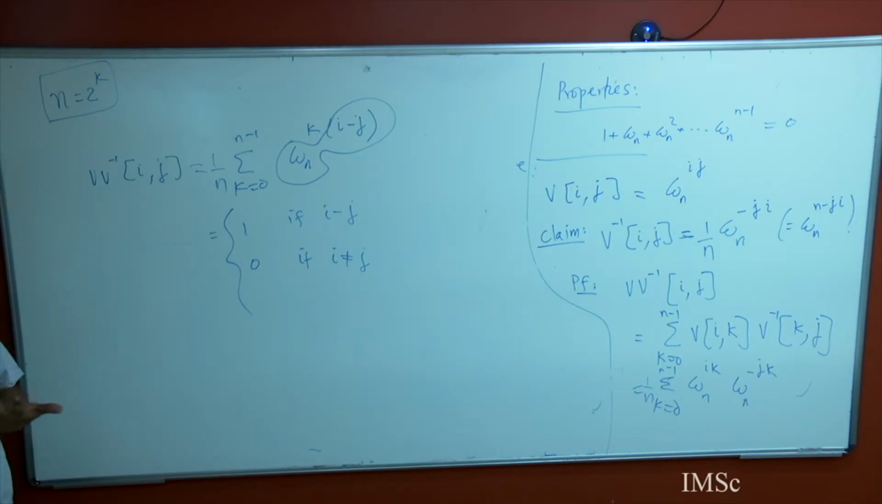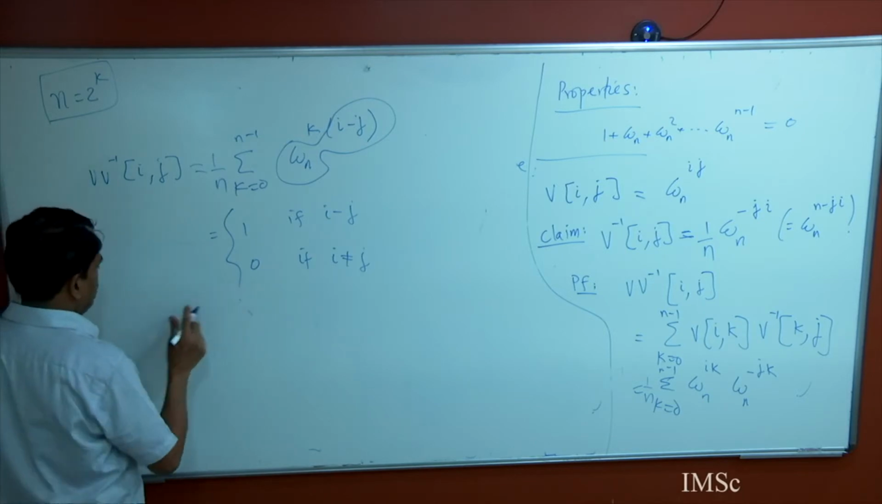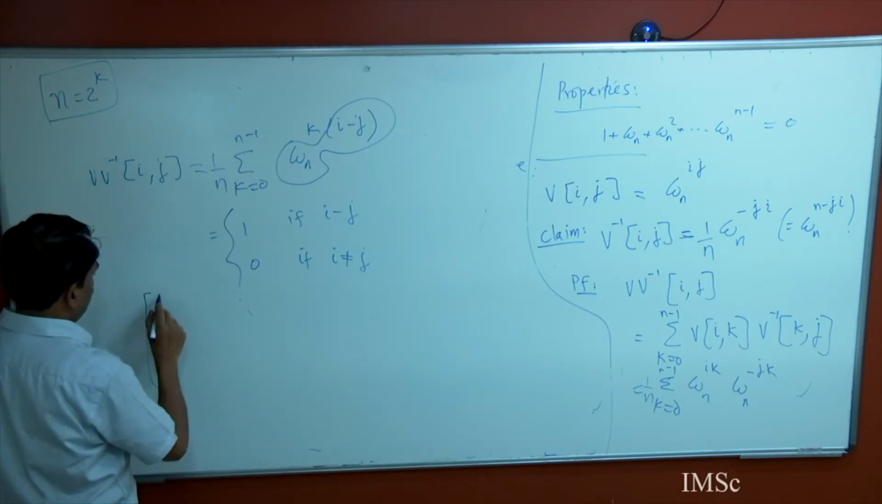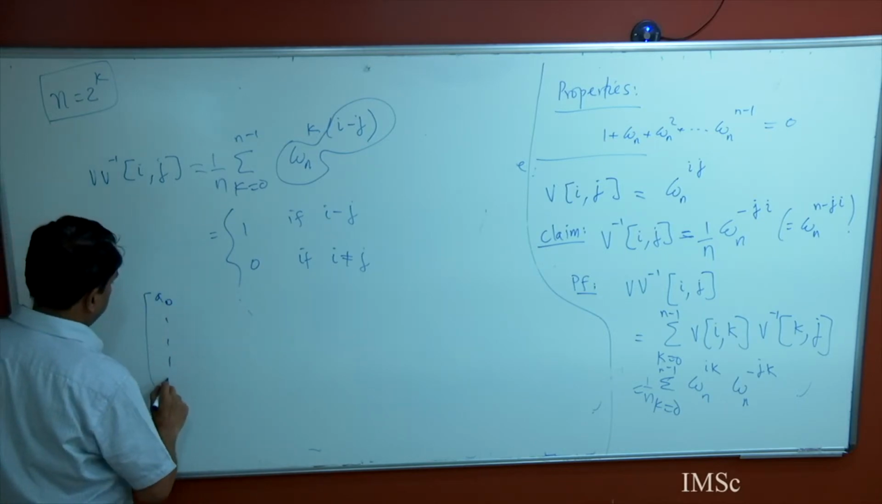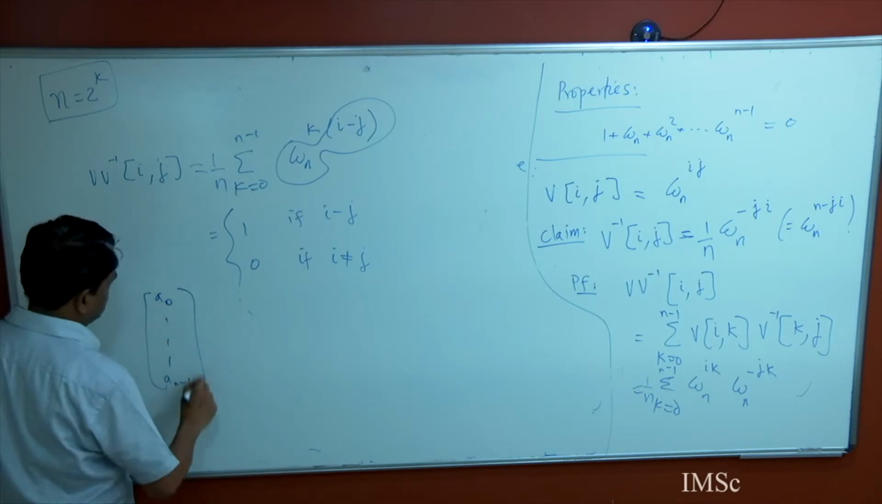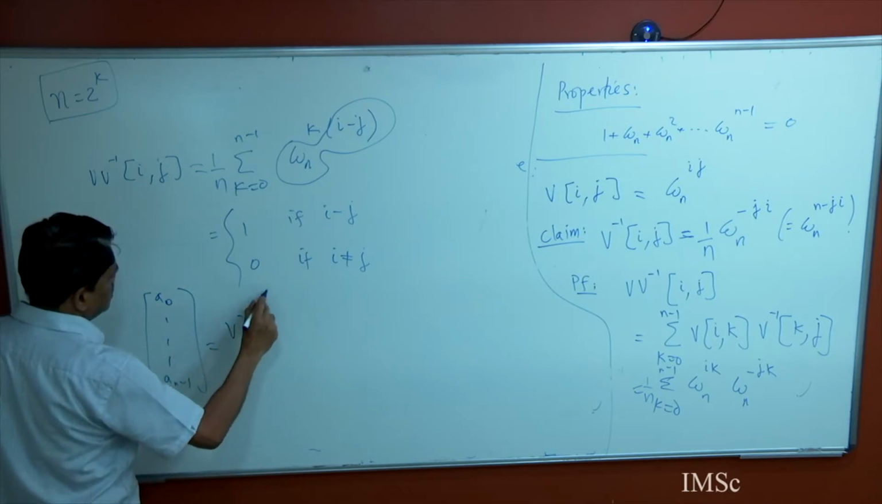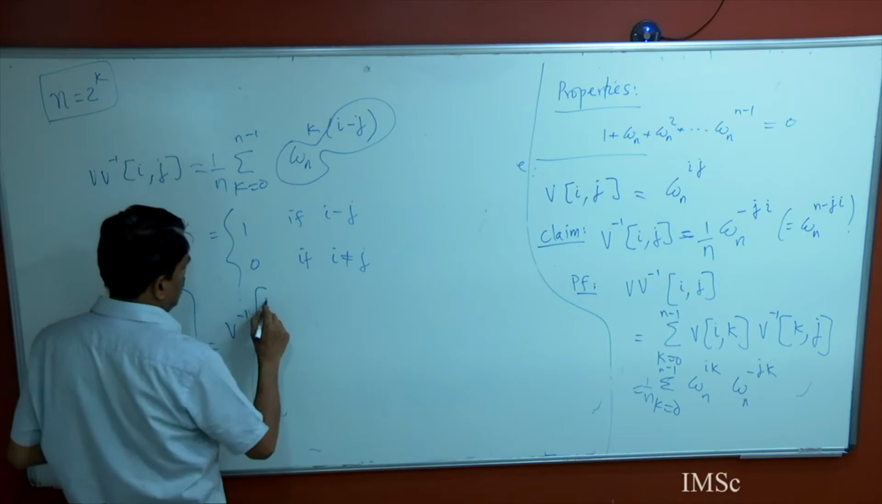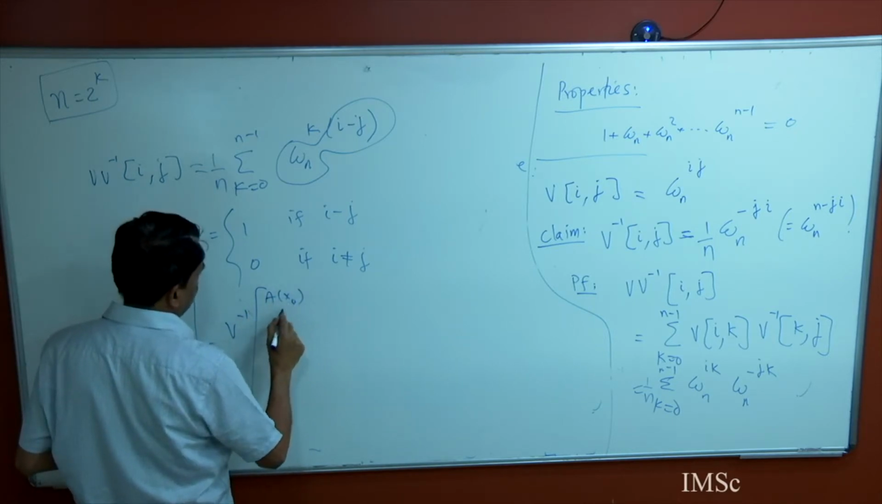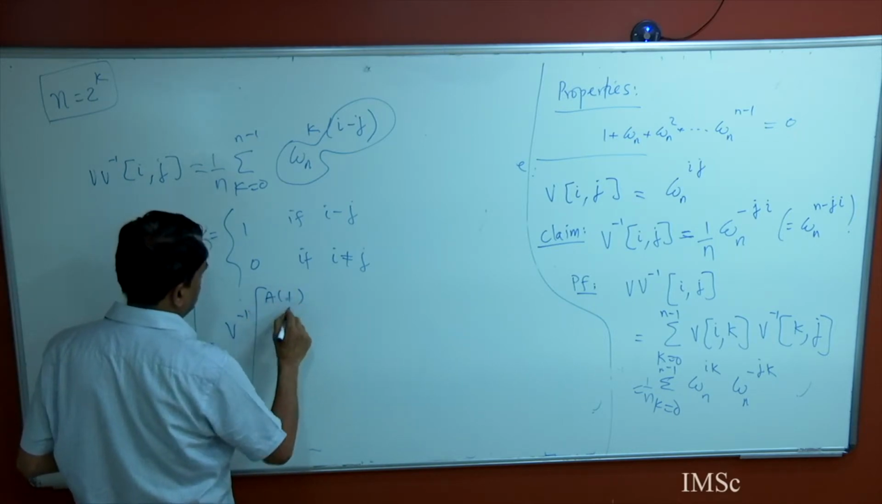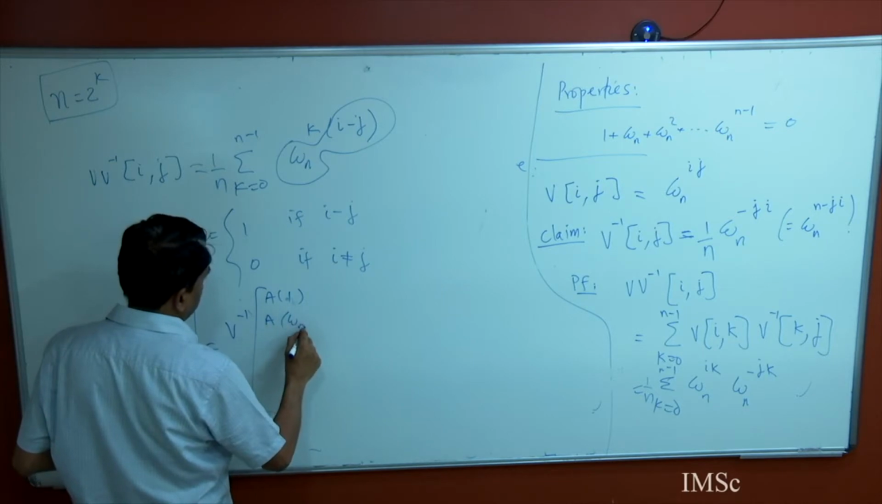So now what do I want? I know that the coefficients a0 to a(n-1) which I want are nothing but V inverse times the vector of values A of 1, A of omega_n, and so on.